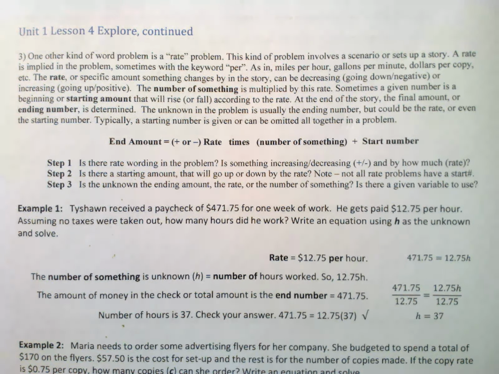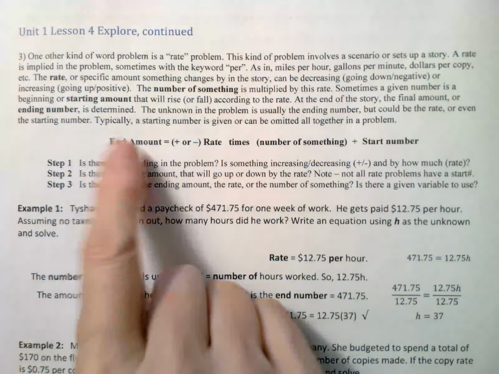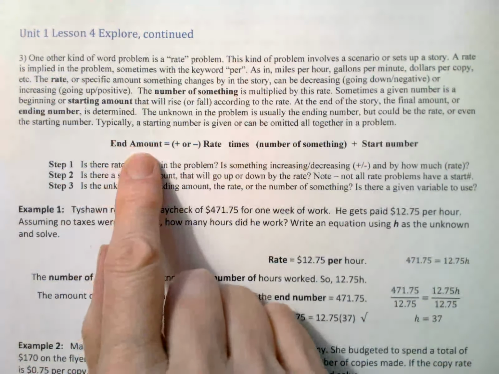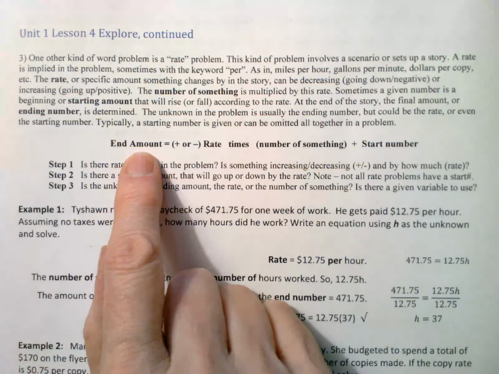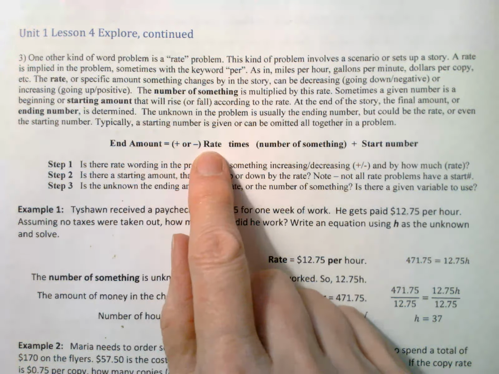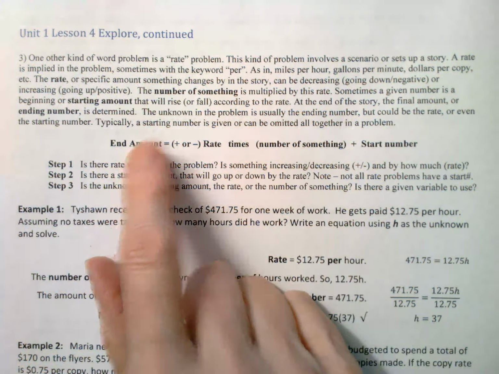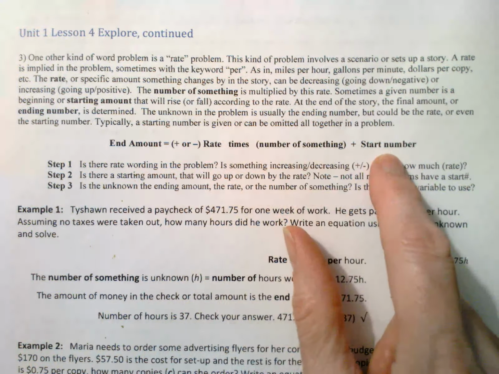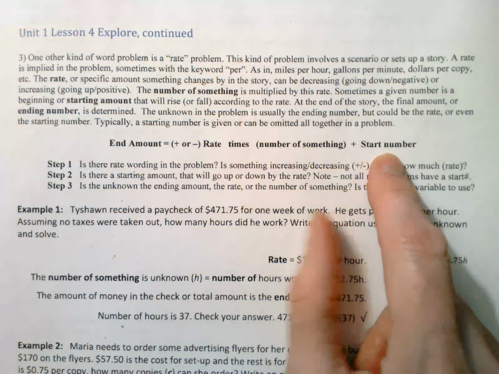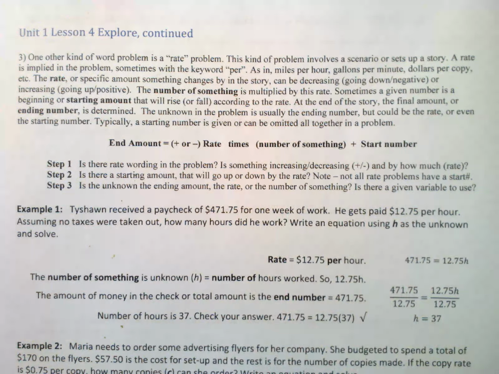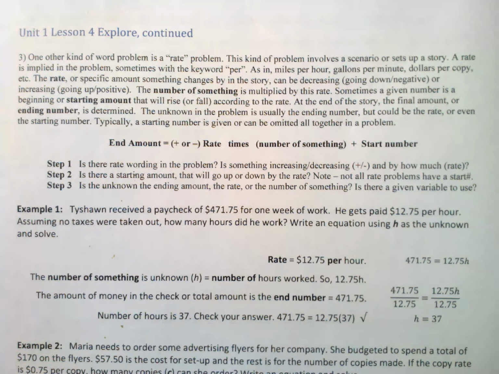So there are typically certain parts. I just call this the end amount. This could be the total amount, the cost, that kind of thing. And then there's the rate, which is always multiplied by the number of something. So the end amount, the rate, the number of something, and then sometimes you have a start number. The start number may be omitted altogether in a problem. You might not have one. So you at least have three things, maybe four things, and any one of them could be represented by your unknown variable.